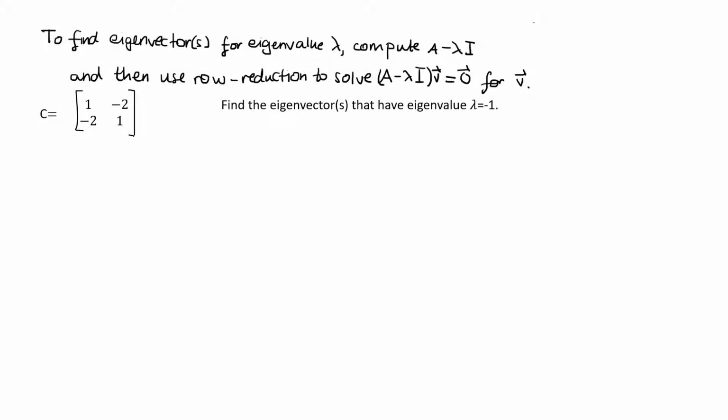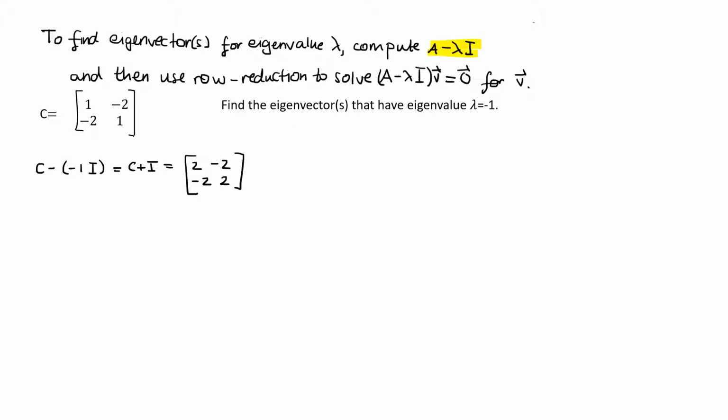We're going to complete this example where we find all of the eigenvectors for this matrix C. Our first step is to compute C minus lambda I, where lambda here is equal to -1. So C minus -1 times I. This is going to be the same thing as calculating C plus I. Okay. So for us, this looks like 2, -2, -2, 2.